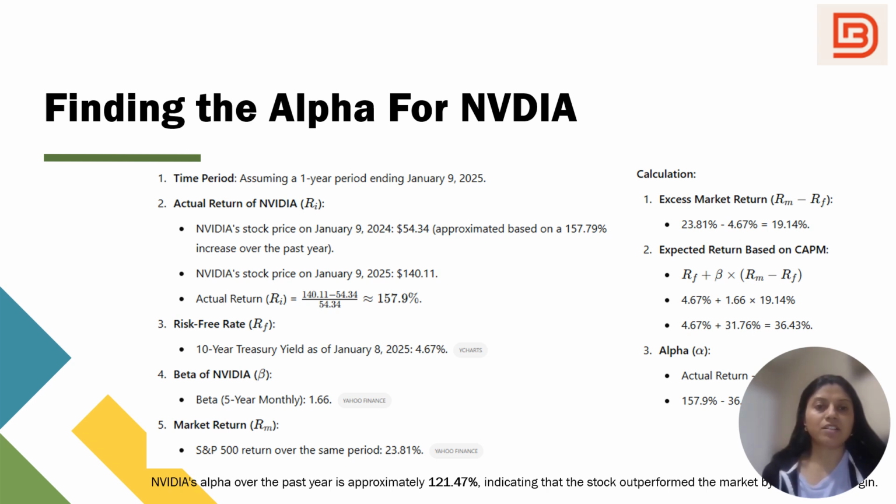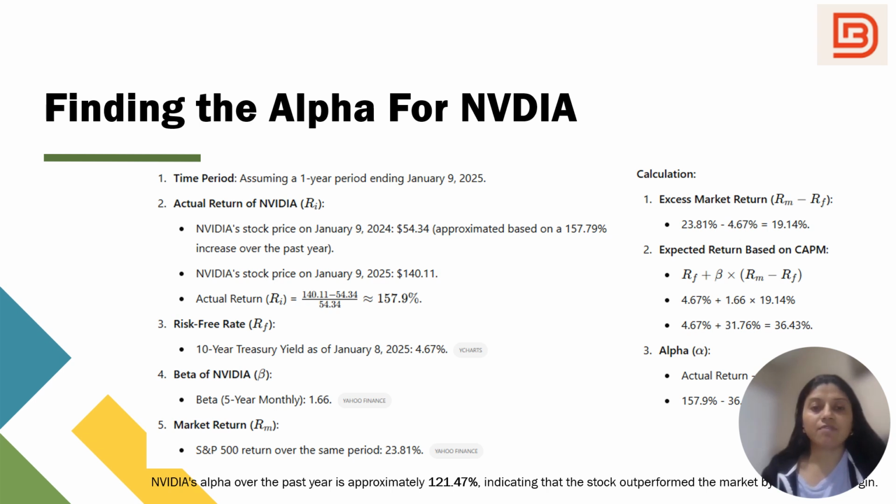We get the stock price of NVIDIA on January 9, 2024, which is $54.34, and NVIDIA stock price on January 9th, 2025, which was $140.11. Now the actual return is the current stock price minus previous stock price divided by previous stock price, which is nothing but 157.9%. Here the risk-free rate is the 10-year treasury yield as of January 8, 2025, which is 4.67%.